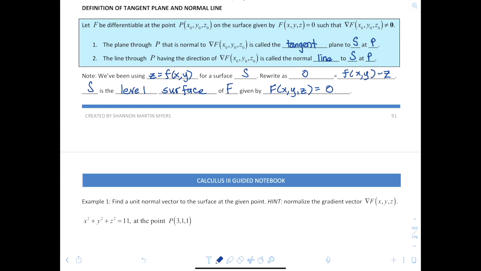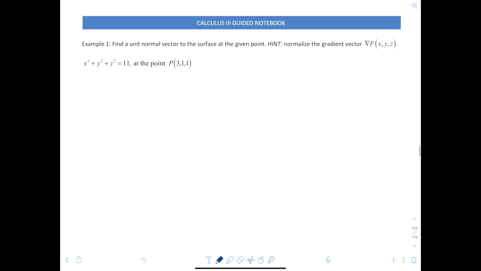Okay? So, first example, let's find a unit normal vector to the surface at the given point. So, here's a hint. We want to normalize the gradient vector of F at (x, y, z). So, we've been given the surface x squared plus y squared plus z squared is 11, and we're interested at the point P, which is at (3, 1, 1). Cool, cool?